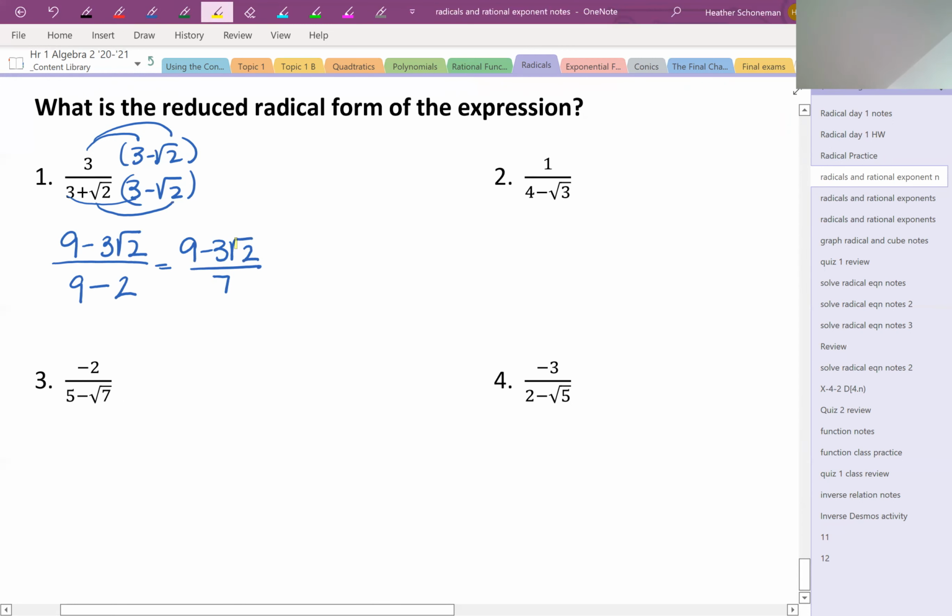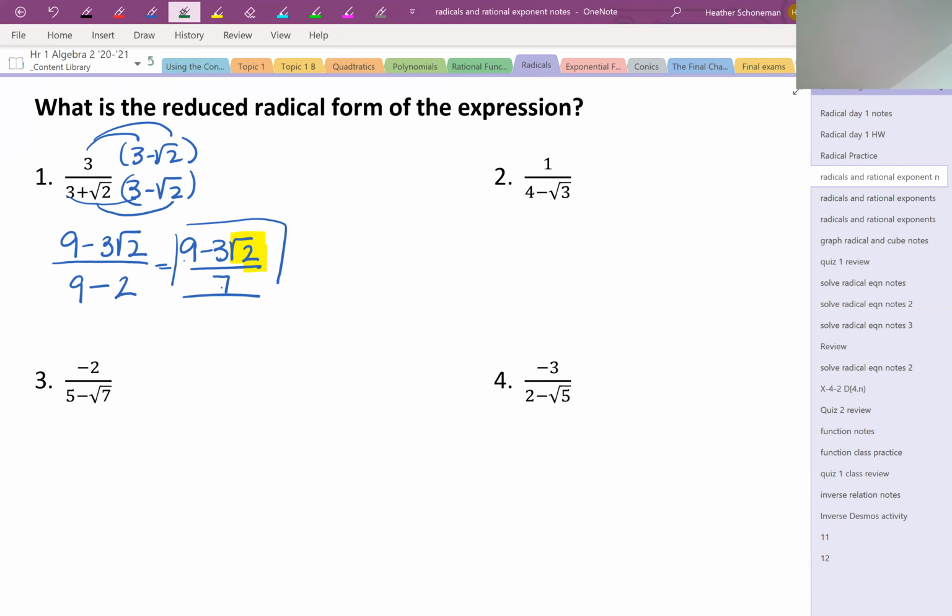Now for a second, you're going to ignore the radical. If there is a number that goes into 9, 3, and 7, you can reduce it. But there isn't a number that goes into 9, 3, and 7, and so we're done. Okay, number 2, to write in reduced radical form, we need to multiply top and bottom by the conjugate. So the conjugate of 4 minus square root 3 would be 4 plus square root 3.